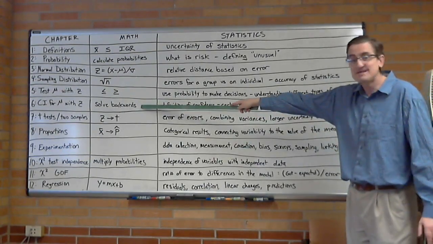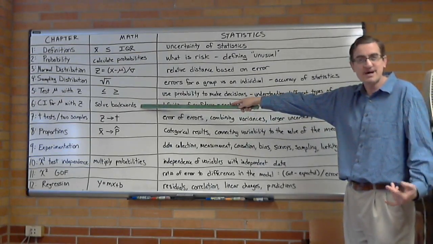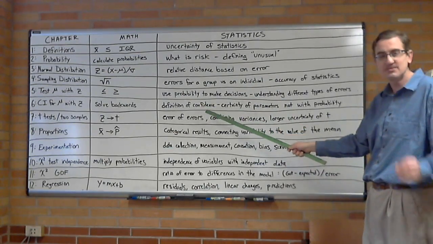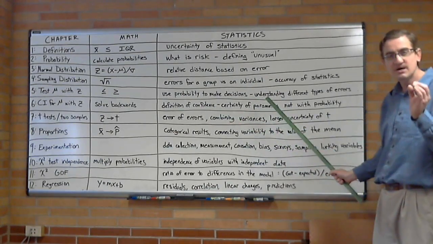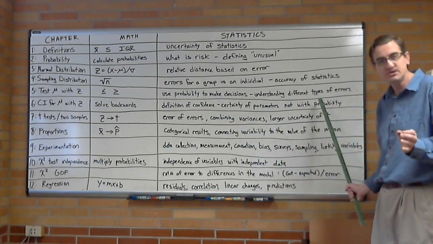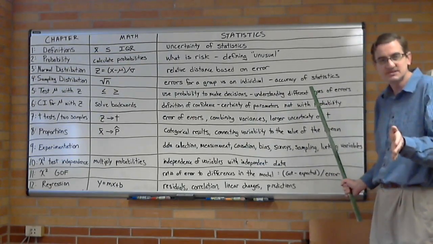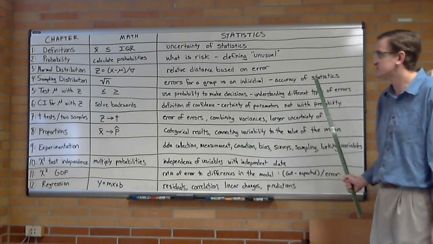A confidence interval, mathematically, it's the same equation, you're just solving it backwards. That's not the hard part of chapter 6. What's hard is being able to understand, what does confidence mean? We're talking about certainty of parameters, but we're not using probability because after the confidence interval is done, it doesn't have randomness anymore. That's a hard concept for students to get.